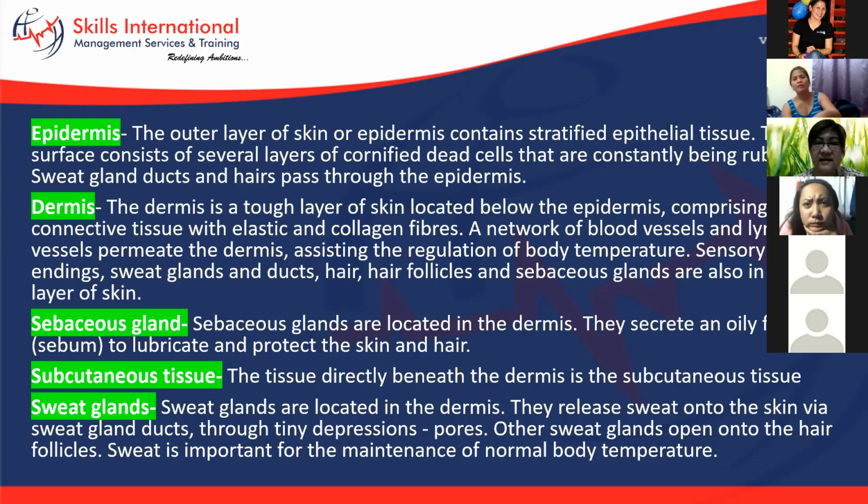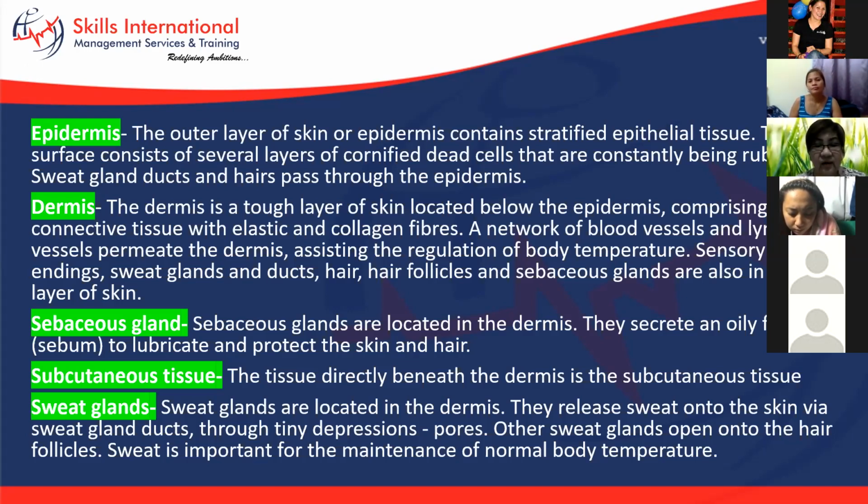Okay? Sweat gland ducts and hairs pass through the epidermis. So yun yung unang layer. Dermis is the second layer, a tough layer of the skin located below the epidermis. Ito na yung pinag-i-injectan na sinasabi ko sa inyo. Hindi yung epidermis, yung dermal, yung dermis. Comprising connective tissue with elastic and collagen fibers. A network of blood vessels and lymph vessels permeate the dermis, assisting the regulation of body temperature. Sensory nerve endings, sweat glands and ducts, hair follicles, and sebaceous glands are also in this layer of skin. Kaya doon tayo nag-i-inject pag nagtetest tayo kung positive ba tayo or negative. So dito ipinapasok yung injection sa dermis, sa dermal.